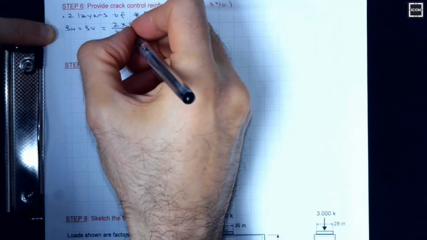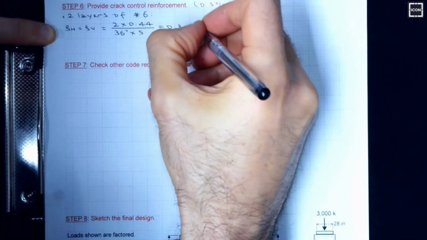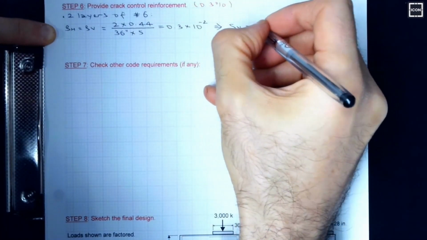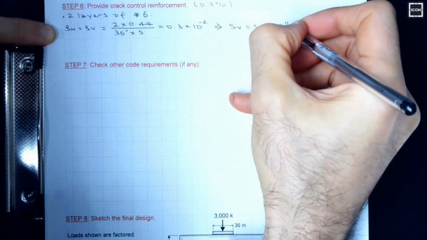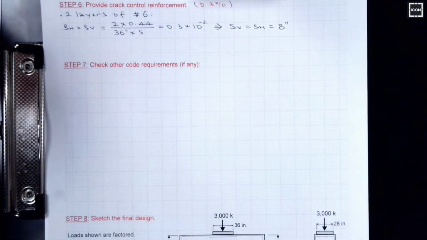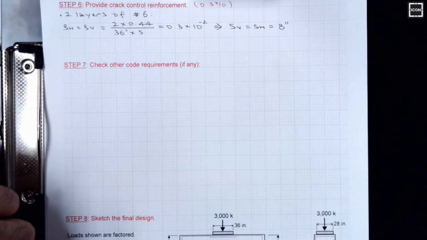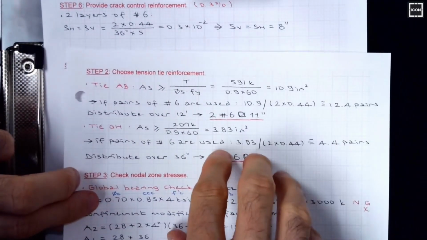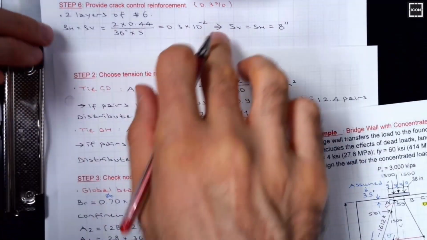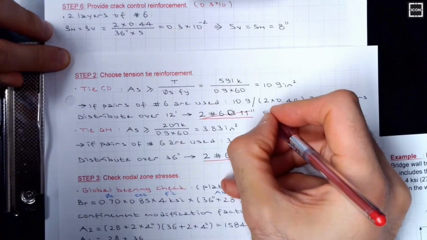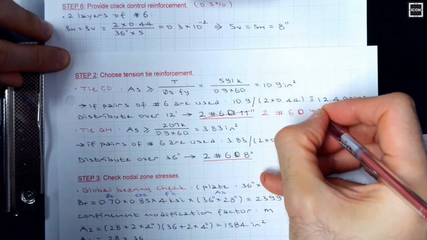36 is the section thickness times spacing, make it equal to 0.3%. So vertical spacing will come out to be the same as horizontal spacing. It's going to be 8 inches. Crack control reinforcement is typically large based on AASHTO requirements. So if you look at the solution, for tie CD, we were using number 6 at 11. Crack control will govern it. So crack control, 2 layers, number 6 at 8 inches.